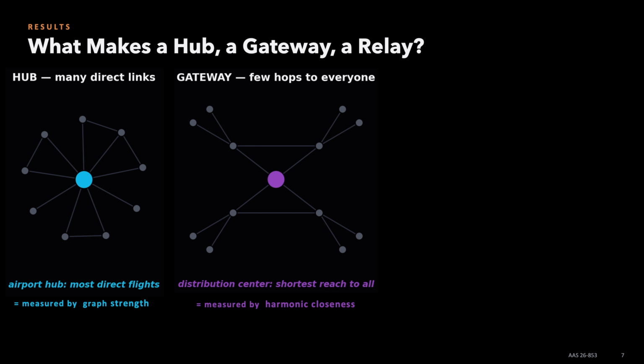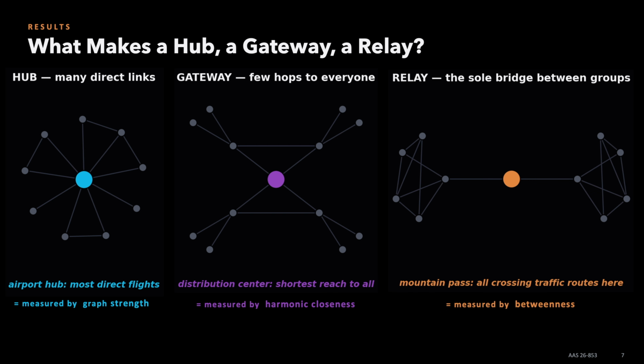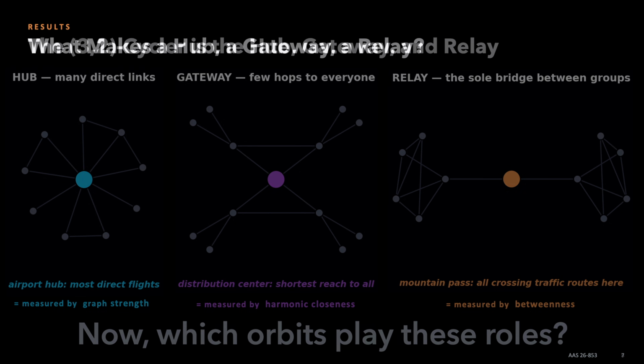We measure that with harmonic closeness. A relay is like a mountain pass. It's the node that lies on the cheapest routes between the others, even when direct edges exist. We measure that with betweenness. So which orbits play these roles?